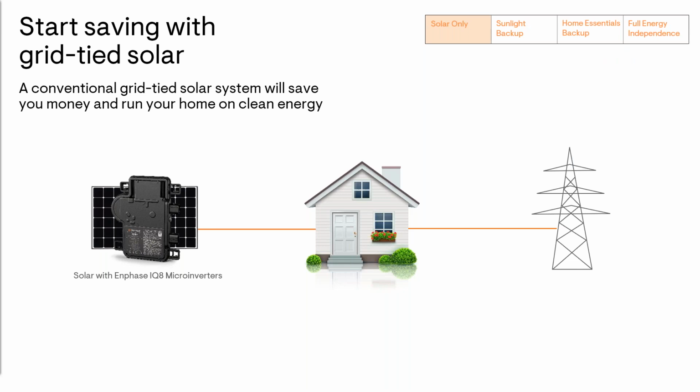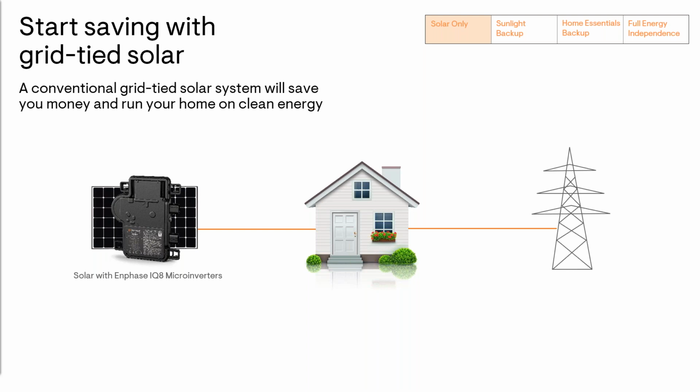So first, again, is solar only. The IQ8 series can be installed and can function just like previous generations for a conventional grid-tied solar application when backup power isn't required. A grid-tied system will feed power to the home, reducing energy consumption from the utility.